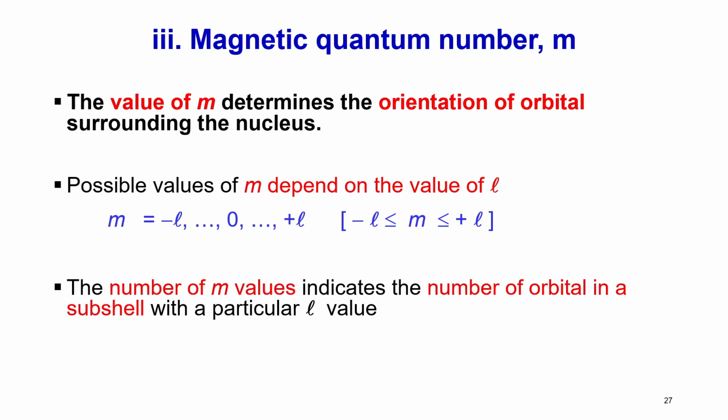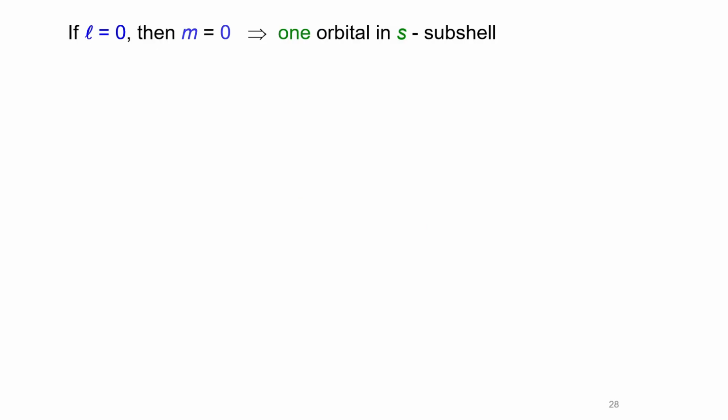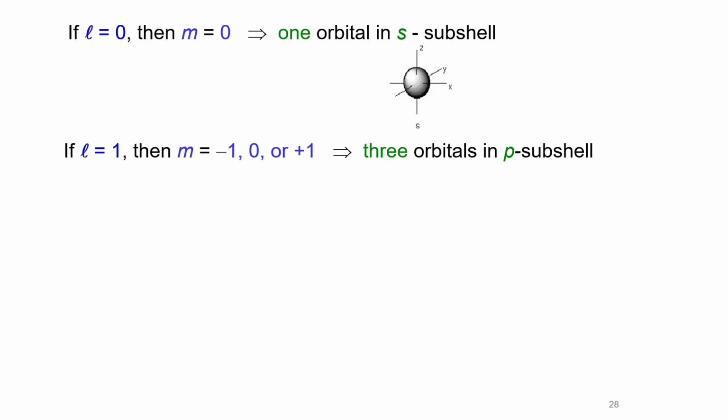So the value of m actually depends on our l. If l is equal to 0, m can only have one value, which is 0. So there is one orbital in the s subshell. If l is equal to 1, the permitted values for m are negative 1, 0 or positive 1, meaning that we will have 3 orbitals in the p subshell. So we have 3 orbitals. Okay, no problem, later we will see.